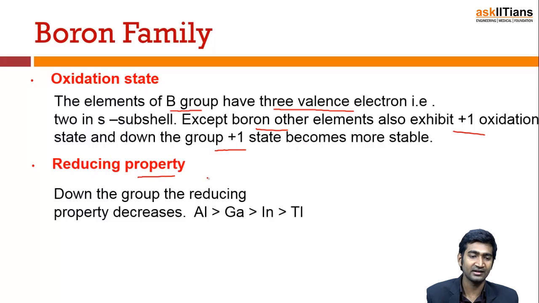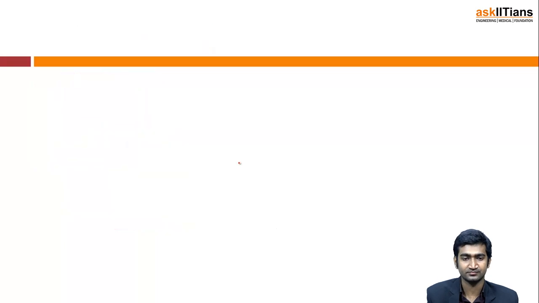And reducing property decreases down the group. Aluminium is more than gallium, than indium, than thallium. In this way, I can arrange my reducing property.